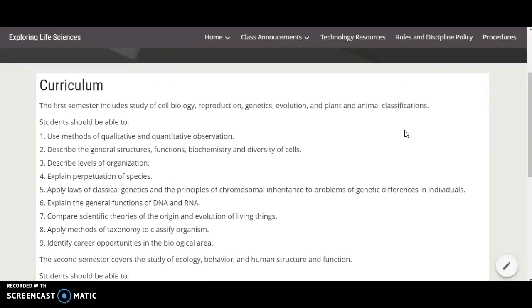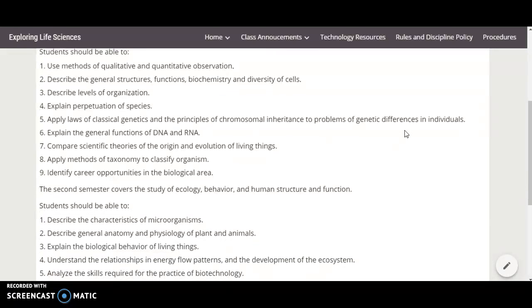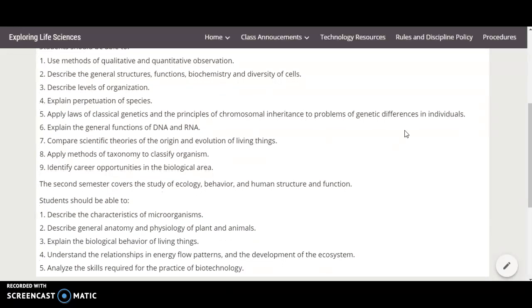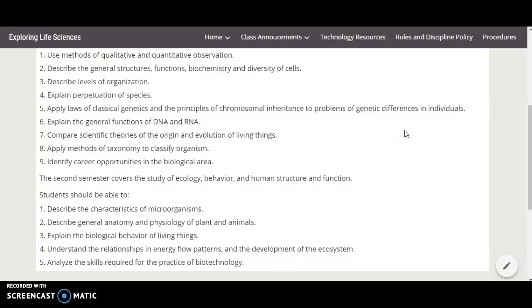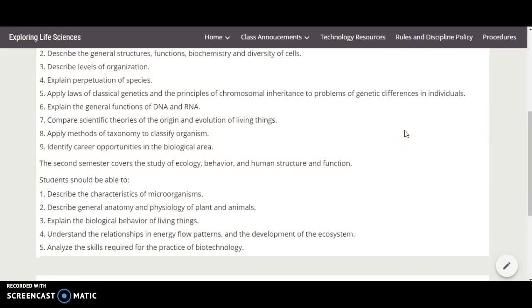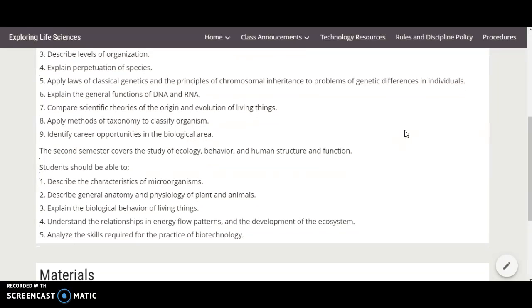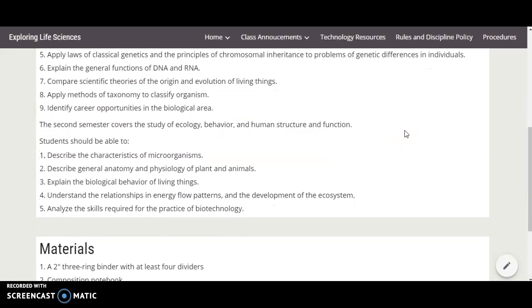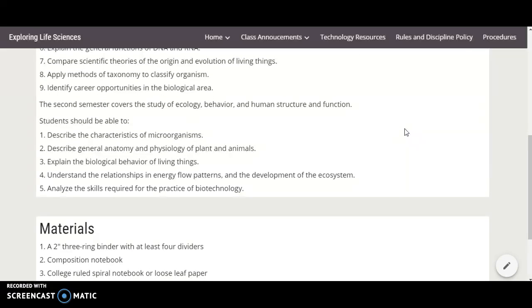The first semester of our class covers the study of cell biology, reproduction, genetics, evolution, and plant and animal classifications. Students should be able to use methods of qualitative and quantitative observation, describe the general structures, functions, biochemistry, and diversity of cells, describe the levels of organization, explain perpetuation of species, apply laws of classical genetics and the principles of chromosomal inheritance to problems of genetic differences in individuals, explain the general functions of DNA and RNA, compare scientific theories of the origin and evolution of living things, apply methods of taxonomy to classify organisms, identify career opportunities in the biological area.